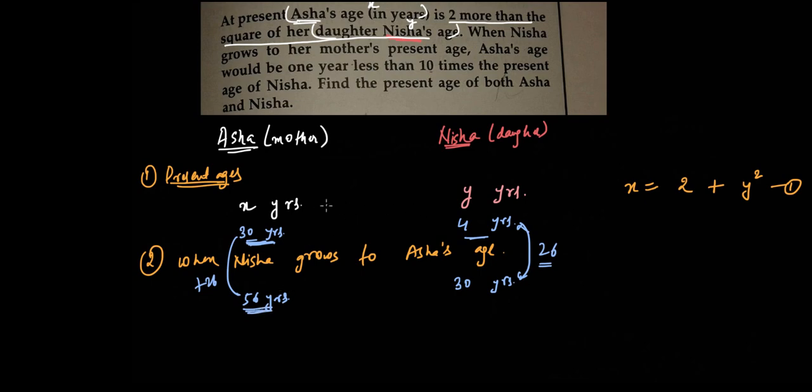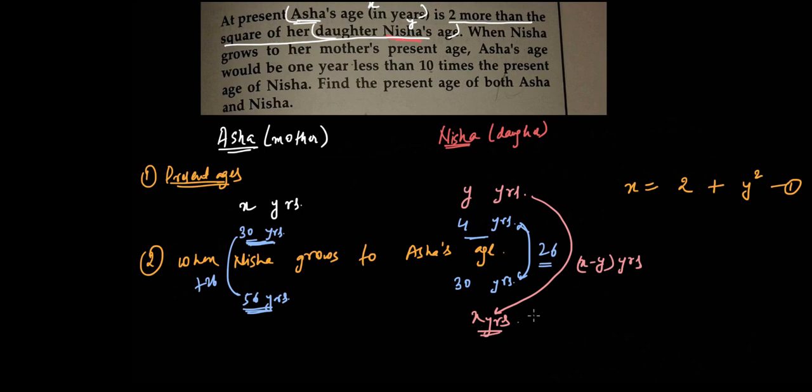Same way we have to deal with X and Y. According to the question, when Y becomes X years, what is the difference? What is the age gap? How many years are we talking about basically? Can you tell me? X minus Y. After X minus Y years, the age of Nisha will become X years, because when you add this and this, you will ultimately get this one.